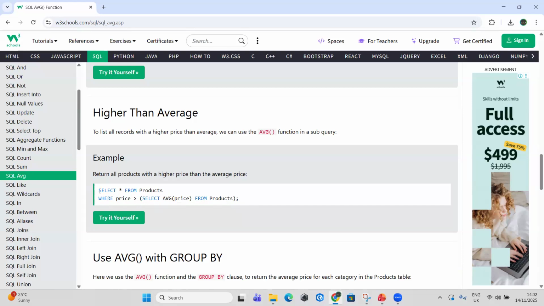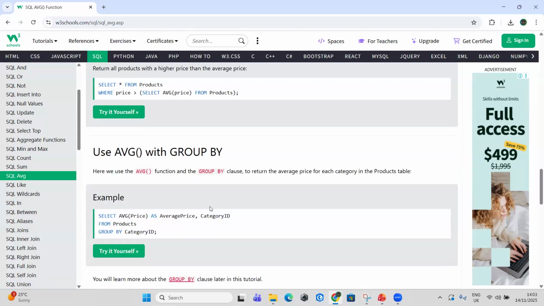So here you have a learning: in conditions like where price is equal to this or greater than this, you can also apply another query inside of it. So queries can be nested within conditions here.